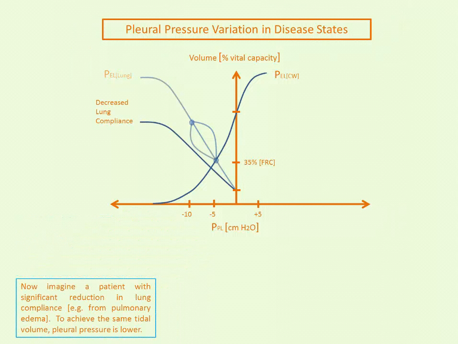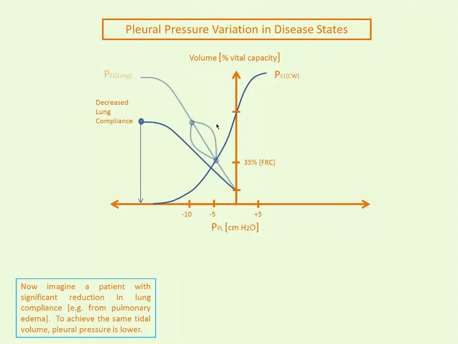But now imagine a patient with significant reduction in pulmonary compliance, say from pulmonary edema, pulmonary fibrosis, ARDS, you name it. Pick your disease process. This is how it's represented on the Campbell diagram. The pulmonary elastance curve is shifted down and to the left.